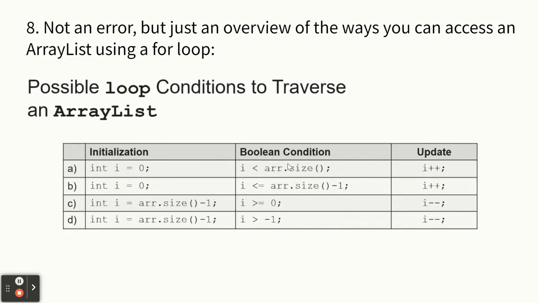All right, this is not an error, but just an overview of the ways you can access an ArrayList using a for loop.